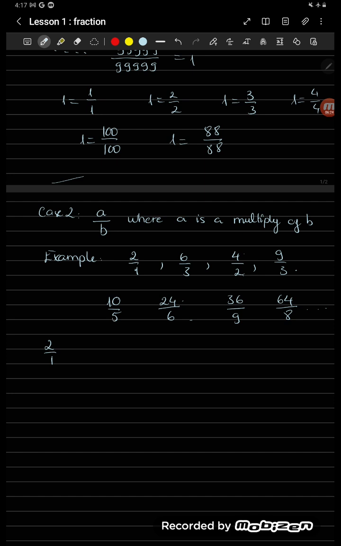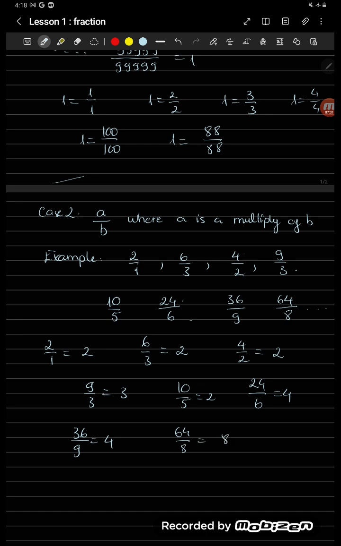So if A is a multiple of B, then we can write the fraction A over B as a whole number, and it is equal to the result you get when you divide A by B. For example, 2 divided by 1 is 2. 6 over 3 is 6 divided by 3 equals 2. 4 over 2 equals 2. 9 over 3 equals 3. 10 over 5 equals 2. 24 over 6 equals 4, because 24 divided by 6 is 4. 36 over 9 equals 4, because 36 divided by 9 is 4, right? And 64 divided by 8 is 8.